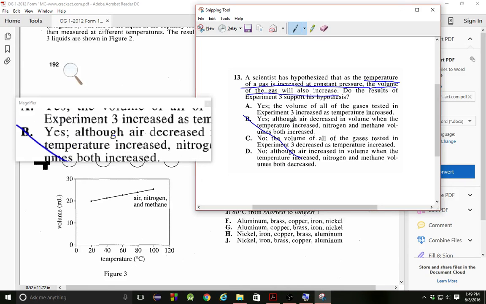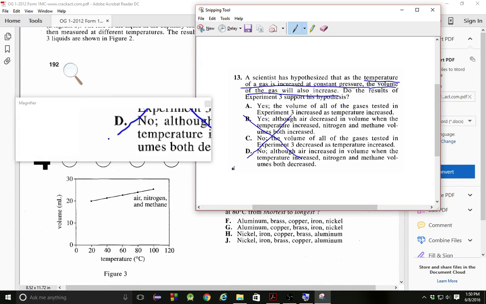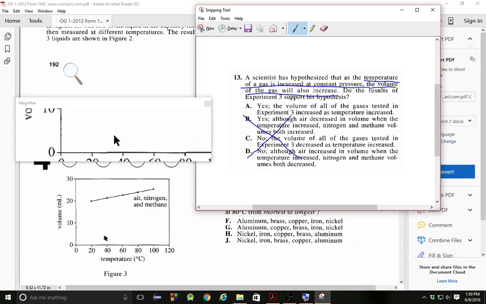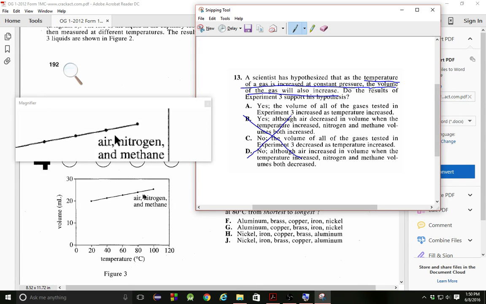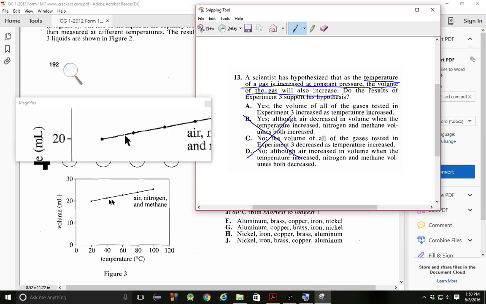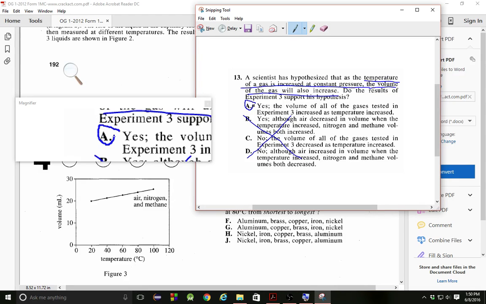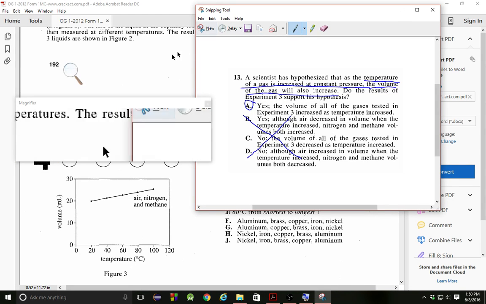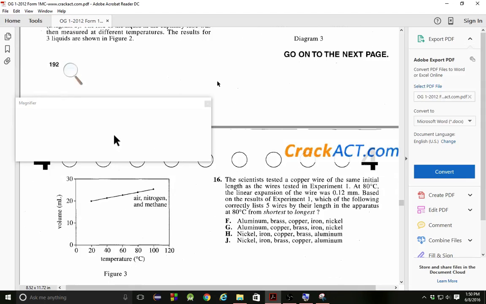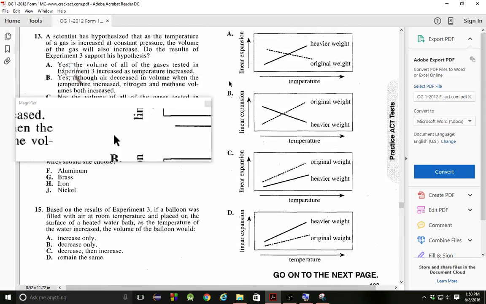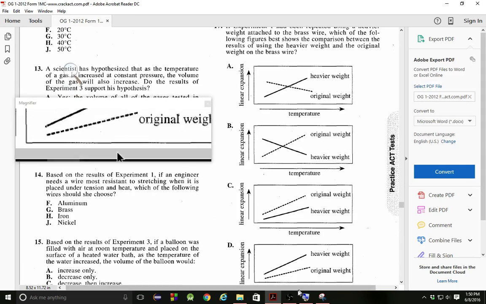All of these are wrong. B, C, and D, they're all wrong. Why? Well, take a look at the graph. Air, nitrogen, and methane. As the temperature increases, the graph also increases. The volume increases. So the answer is A. Okay, let's go to 14.